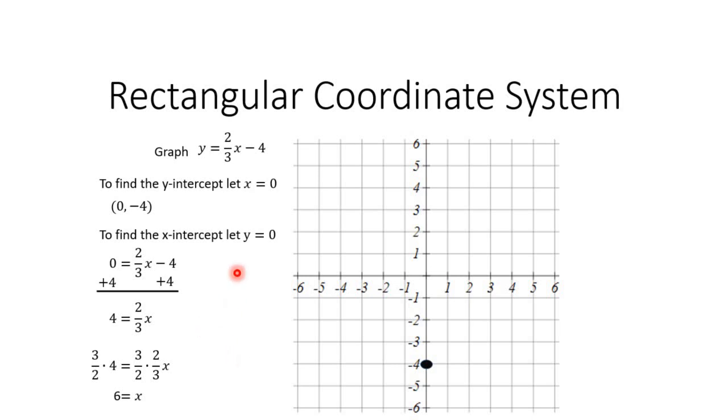So I now get the ordered pair where y is equal to 0 and x is equal to 6. That's this ordered pair, (6, 0), over here. Once again, in order to graph a linear equation, if it's not a horizontal or vertical line, all you need is 2 points. Once you graph those 2 points, you connect those 2 points with a straight line. And that is the graph of your linear equation.